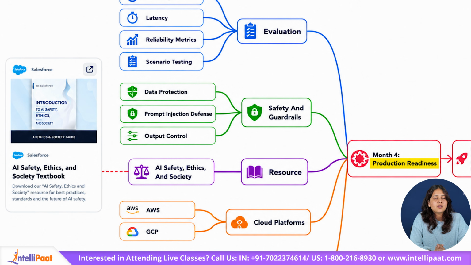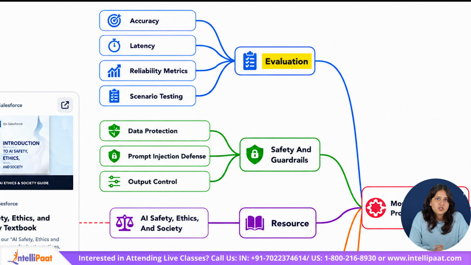Moving on to month 4, which is all about production readiness. This is the stage where most people stop, but it is exactly where real engineers are made. You begin with evaluation because once your agent is built, the real question is, is it actually performing well in the real world? Here you learn how to measure key metrics like accuracy, latency, and reliability, and more importantly, how to test your agent across different scenarios to understand where it fails and why it fails.